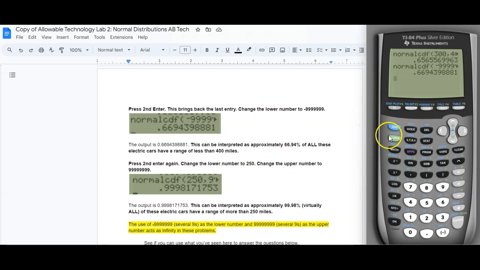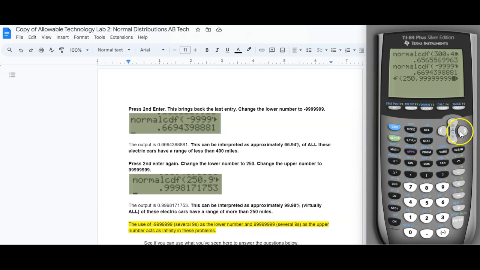All right, now I'm going to do the same thing, second enter, bring back the last thing I just did. I'm going to change the lower number to 250 and make the upper number a bunch of nines. So this is positive 250, so I'll start at the negative, replace all that, comma, and then all these nines all the way up to the end of the 400. So that's going to be a 9999.